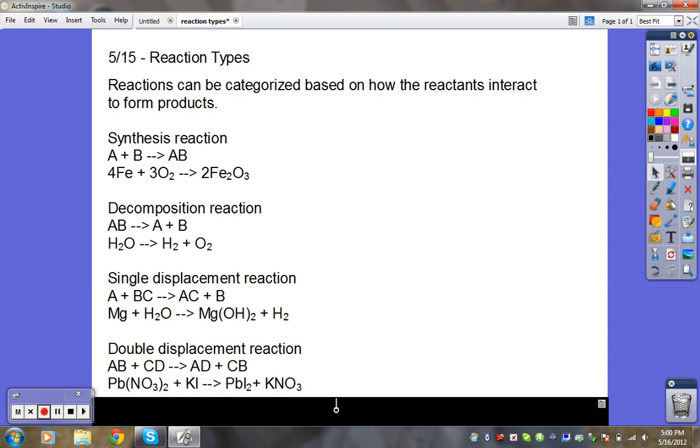But an example is, for example, lead nitrate. The lead is the A, the nitrate is the B, plus potassium iodide. The potassium is the C, the iodine is the D. And then those swap, and you get the lead and the potassium swapping. So you get lead iodide, so that would be the A and the D, and then potassium nitrate. The potassium was the C, and that's now bonded to the B, which is the nitrate.